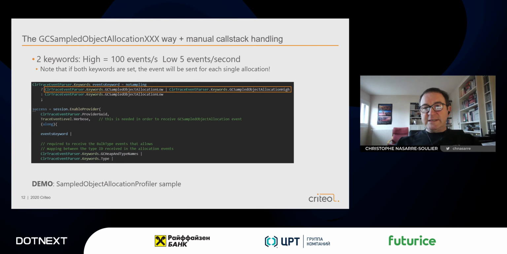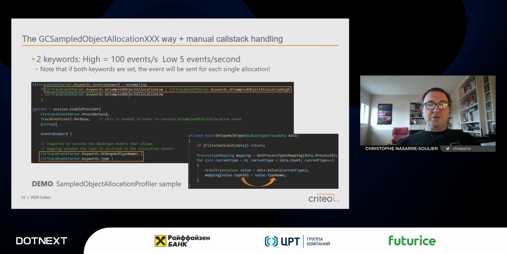And in addition to that, you need to add these 2 keywords, the GC heap and type names, and the type keyword. Why? Because once you've done that, you will receive the bulk type event, and in the payload, you will get an array of type ID and type name. This is how you could build a dictionary. Here, the name of my dictionary is in the process type mapping, but that's just an implementation detail. Just build a dictionary, and that way, when you receive the GC sample object allocation event, you will be able to know the name of the type.